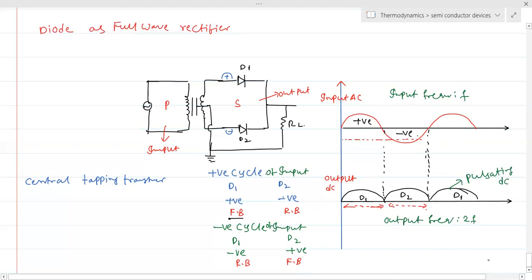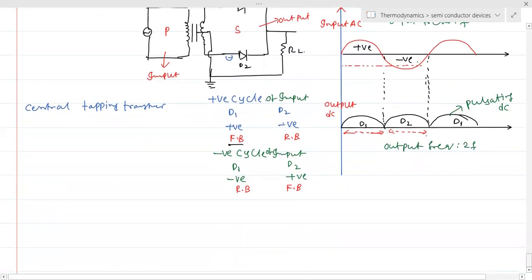So that we are going to show here. The input AC is fully rectified by the PN junction diode, which means it was converted into DC. But the DC is pulsating.